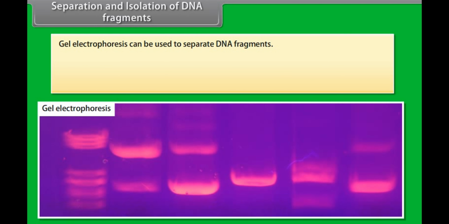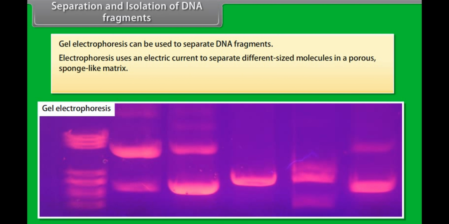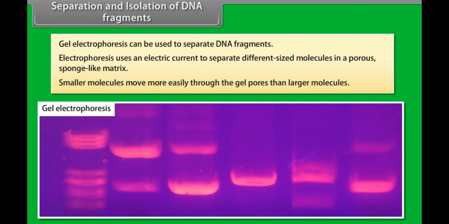Gel electrophoresis can be used to separate DNA fragments. Electrophoresis uses an electric current to separate different sized molecules in a porous, sponge-like matrix. Smaller molecules move more easily through the gel pores than larger molecules.